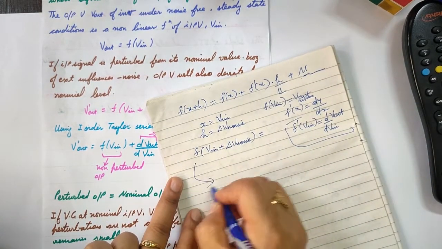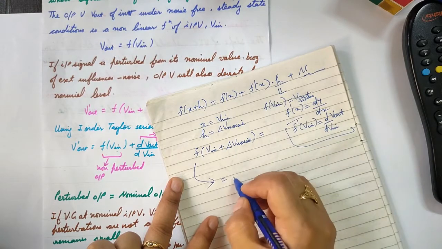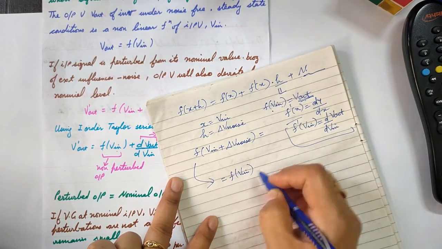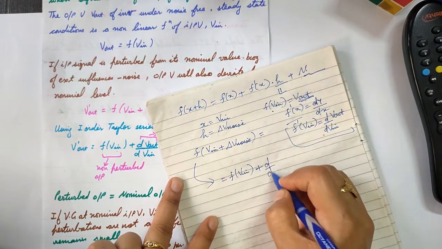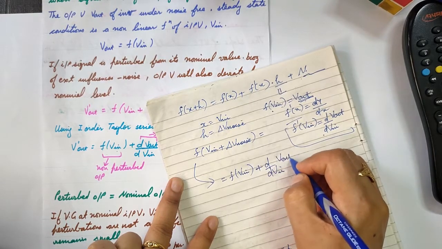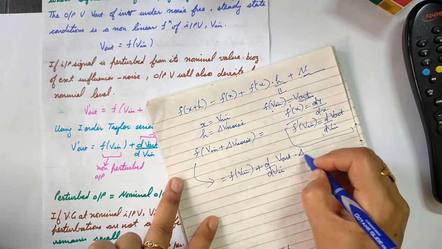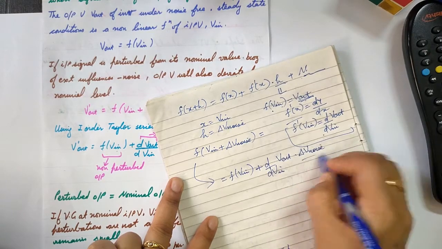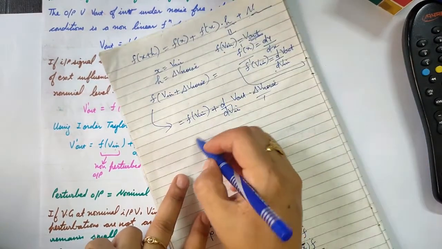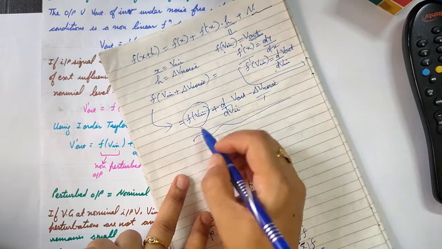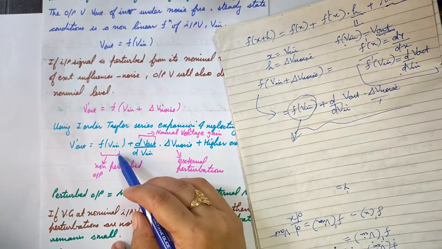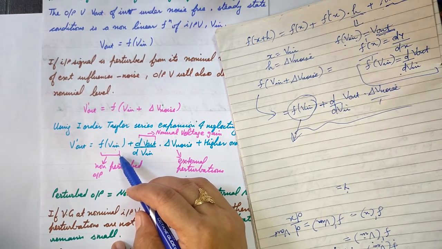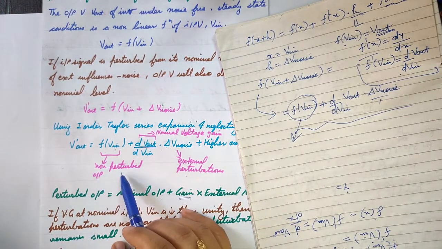So here I'll write the first value. f(x) is f of Vin, plus f'(x), that is d by dVin of V out, into h. H here is delta V noise, and factorial 1 is 1. So we got these two terms. The first term is actually the nominal output where there is no noise, meaning it is the non-perturbed output.